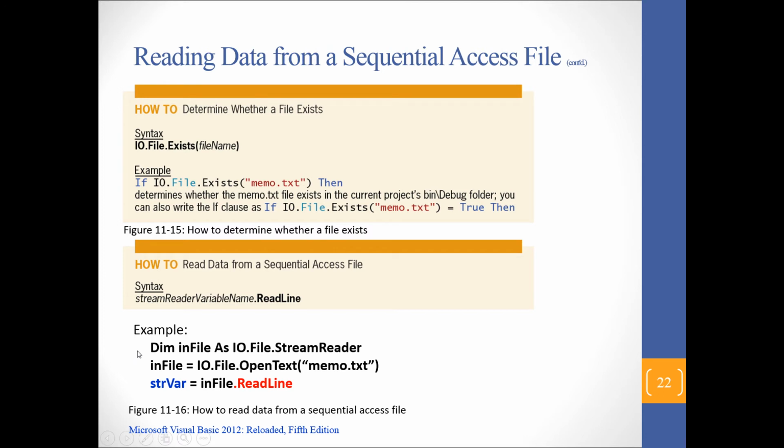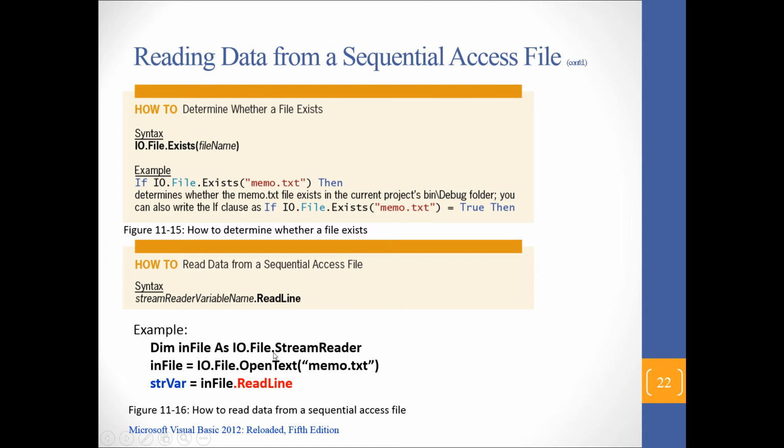So here's an example of that. First, you would have to declare a stream reader. In this case, it's just how you would declare a variable name. It's called inFile, or call it in file. You should call it in or out, doesn't matter. And the data type in this case would be IO. IO stands for input output.